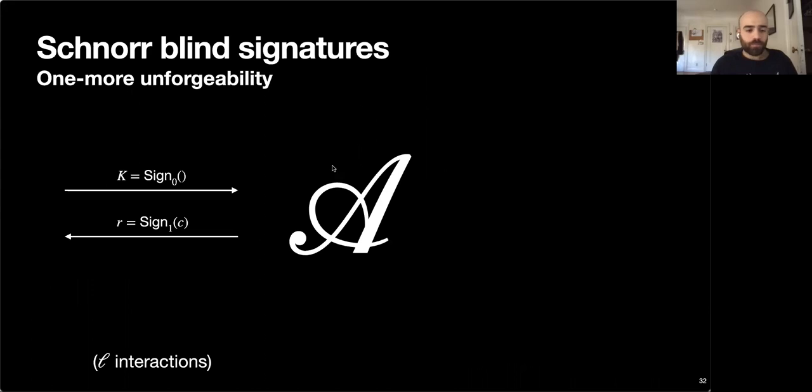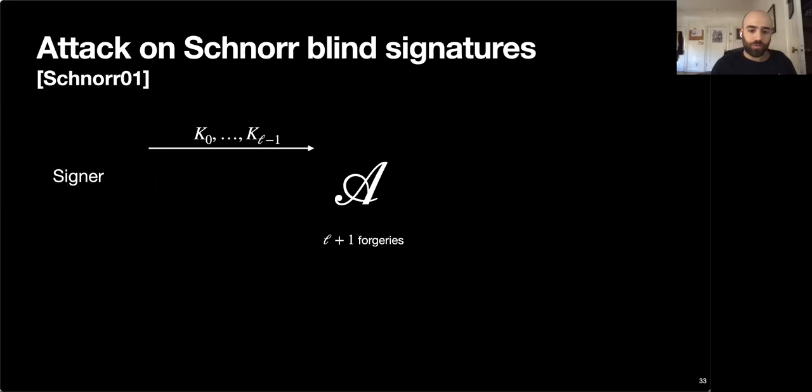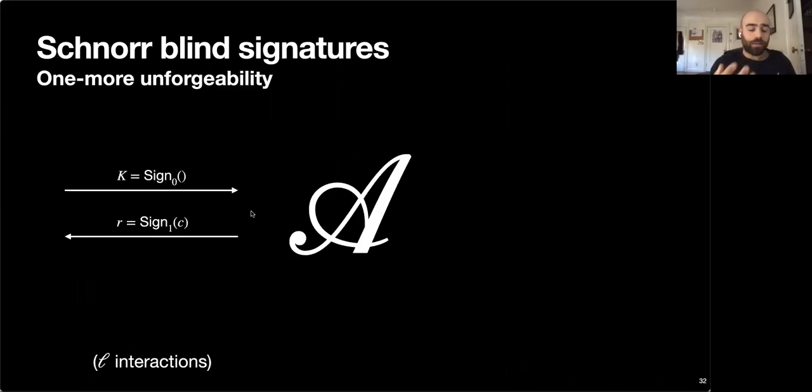In particular, when I have to formalize its security and say what unforgeability means: that after interacting L times with the server, I cannot produce L plus one forgeries. When I'm interacting with the server, it means that I have access to two different oracles, one for the commitment and one for the response, and they have to keep track of which sessions I'm in. And in a real world scenario, I have to take into account that the adversary might decide to obtain the responses after looking at all of the commitments. And this is really the case of our attack.